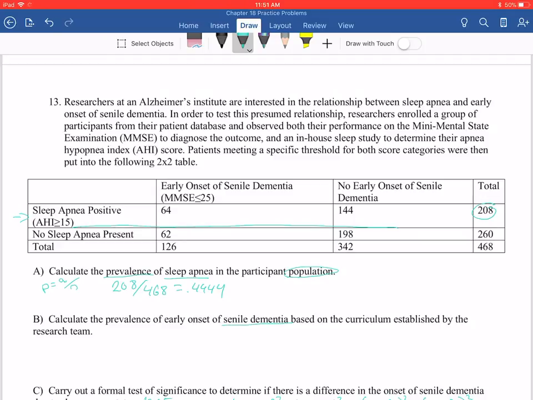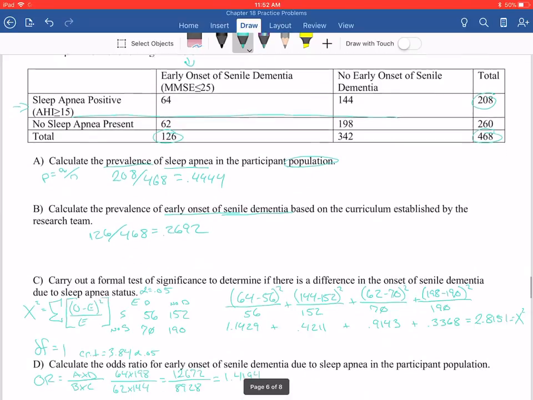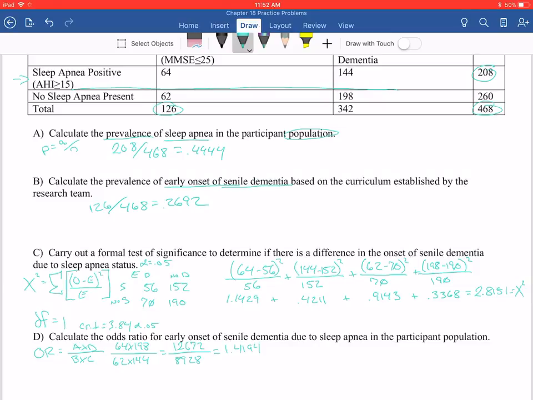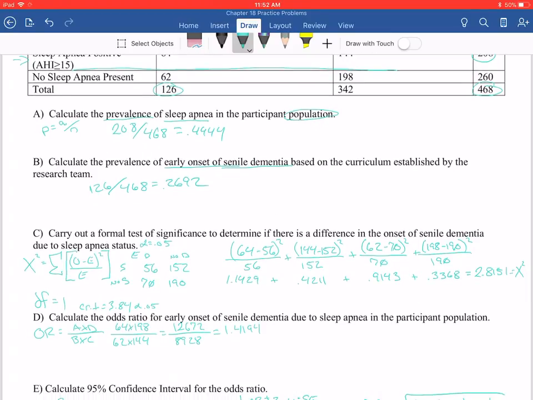Next, we want to calculate the prevalence of early onset senile dementia based on the curriculum established by the research team. So we're looking at senile dementia, early onset of it. And so here we have early onset dementia. We're not looking at it based off of sleep apnea or no sleep apnea. We're looking at the total. So we're going to do 126 over the total of 468, which is going to give you 0.2692.